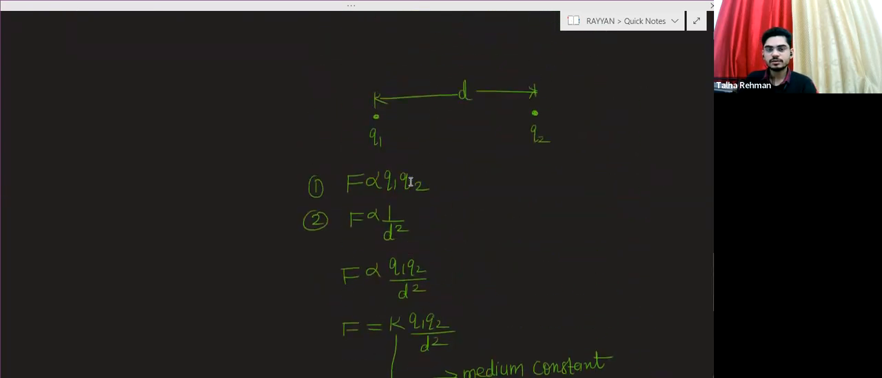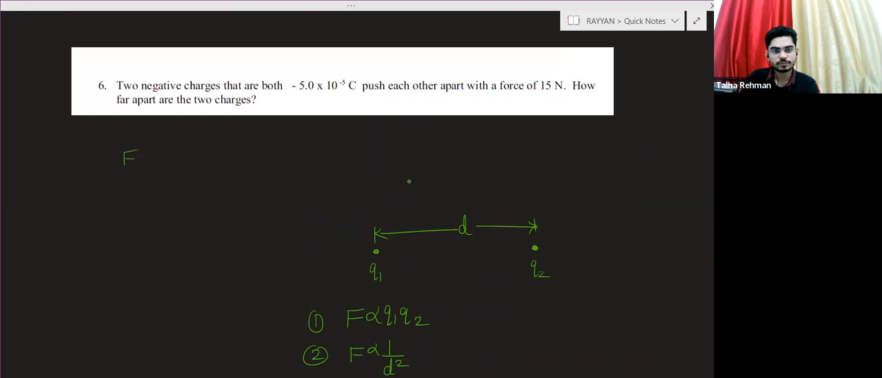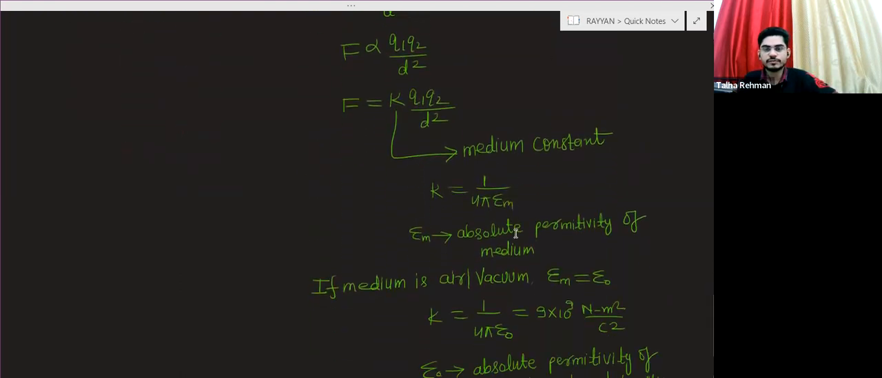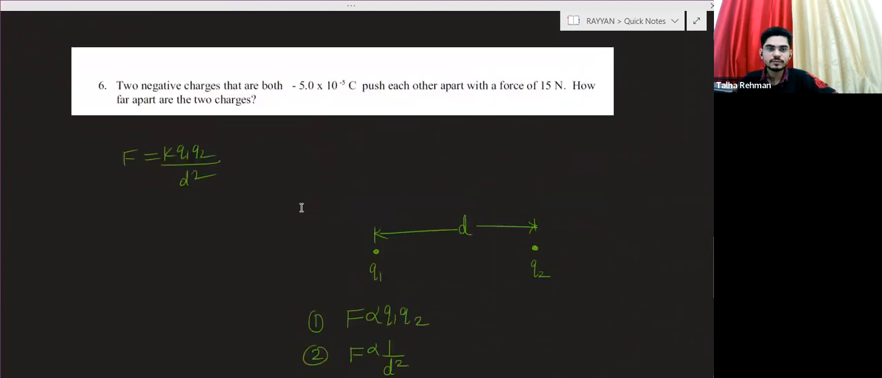For numerical solving, there is a requirement of this formula only: F is equal to k q1 q2 divided by d square. We will put in the values and get the answer. Here in this question, a force of 15 Newton is given, and k is 9 into 10 to the power 9. Why am I taking this? Because I am considering that the charges are placed in air. If nothing is given, you will consider that the charges are placed in air.